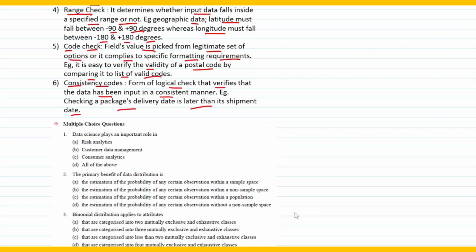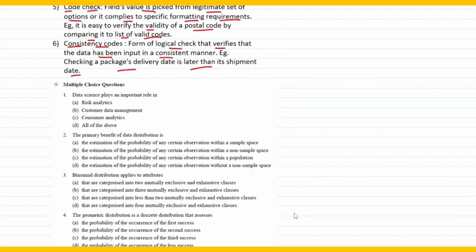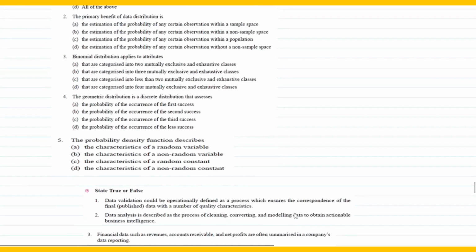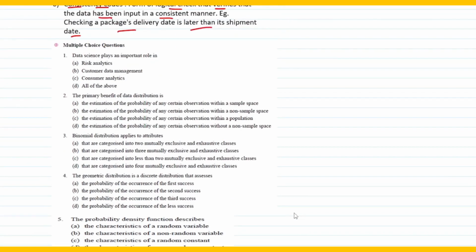You should be very comfortably able to understand it, and rather you should be able to reproduce it in the exams, right? Okay, let's come to the multiple choice questions, not only based on this chapter but the previous ones that we have done. So let's discuss that. First one is: data science plays an important role in risk analytics, customer data management, consumer analytics, all the above. The correct answer is all the above.